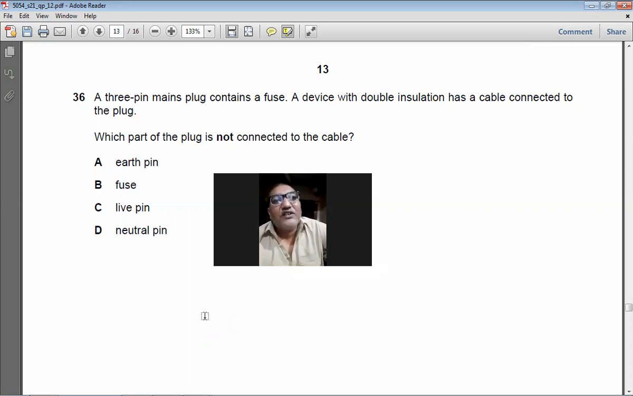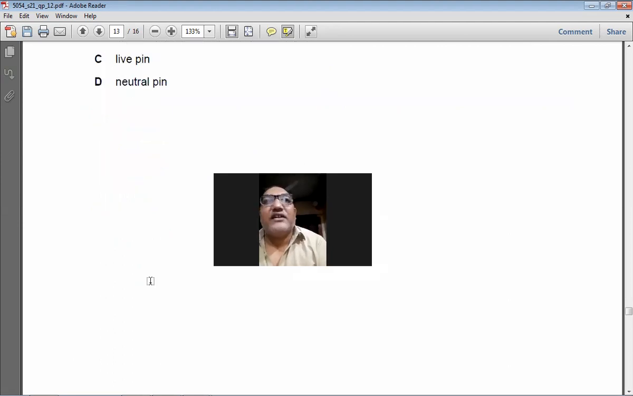So which part of the plug is not connected to the cable? The earth wire, the earth pin actually. So A is the right choice. It has fuse, it has live pin, it has neutral pin, but it does not require earth pin.